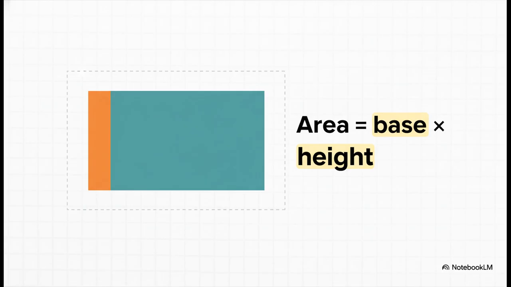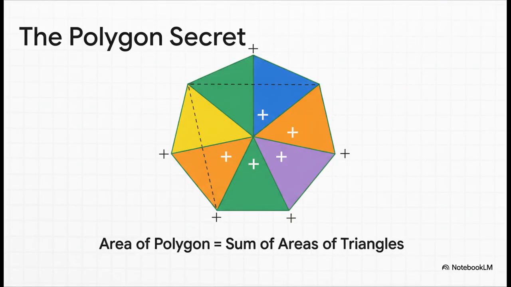as all along. And that one idea holds the secret to unlocking the area of pretty much any shape, any polygon. Any straight-sided shape, no matter how weird and complicated it looks, can be broken down into a bunch of triangles. You just find the area of each little triangle, add them all up, and bam, you've got the total area. It's an incredibly powerful idea.